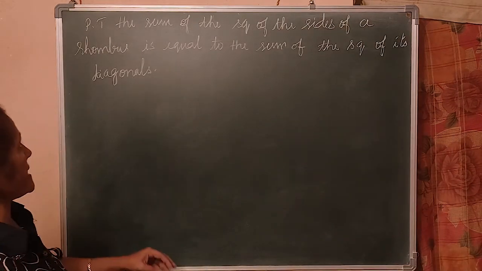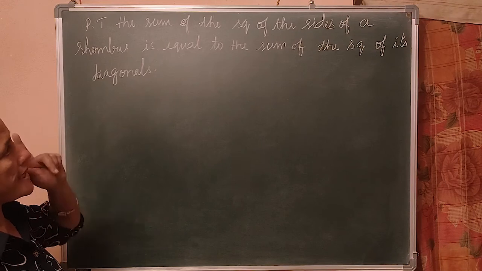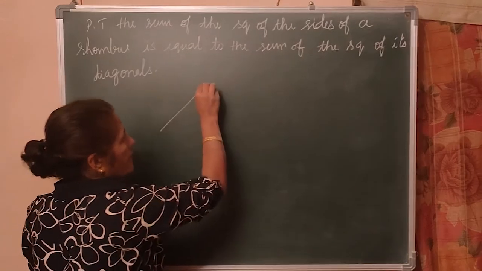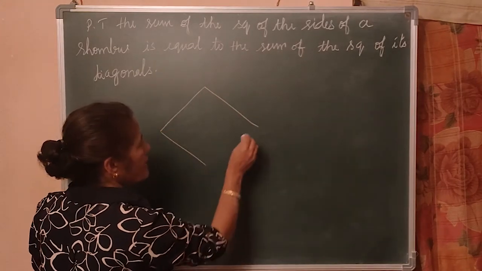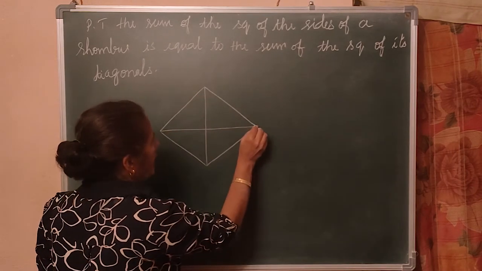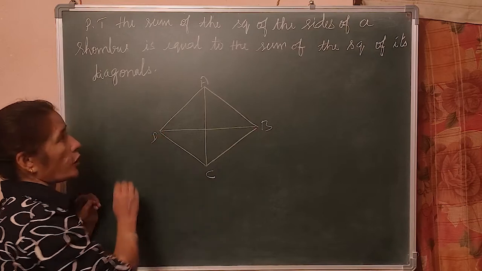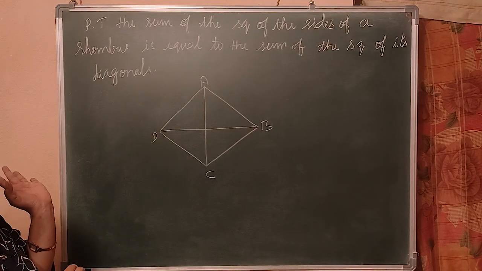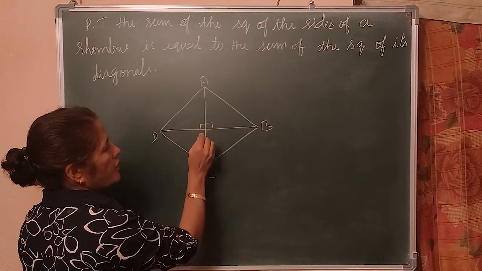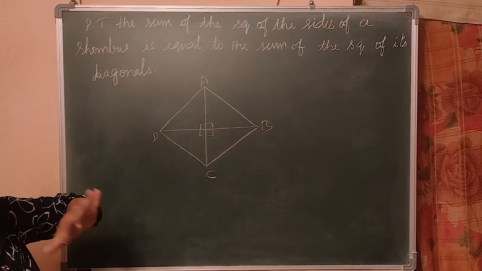Our next question is like this. Prove that the sum of the squares of the sides of a rhombus is equal to the sum of the squares of its diagonals. Let me draw the rhombus. What is the property of the rhombus? In a rhombus, all the sides are equal and diagonals bisect each other perpendicularly. Diagonals are not equal. A, B, C, D. So if this is 90, this is also 90, this is also 90, this is also 90. Right? Now, what I have to prove, that you have to see first.